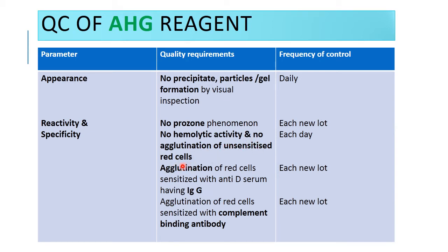They should show a reaction only with the sensitized cells, that is the red cells coated with IgG antibodies. And also we can obtain this reaction with red cells which have been sensitized with complement binding antibodies. So this frequency of control can be on a daily basis or with the new lots; we can perform these checks.